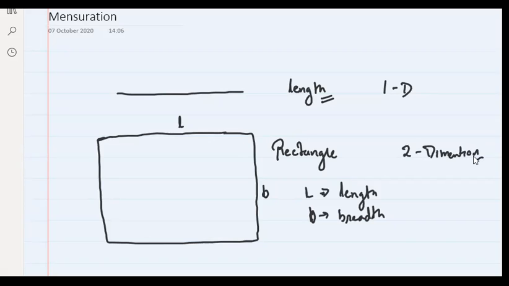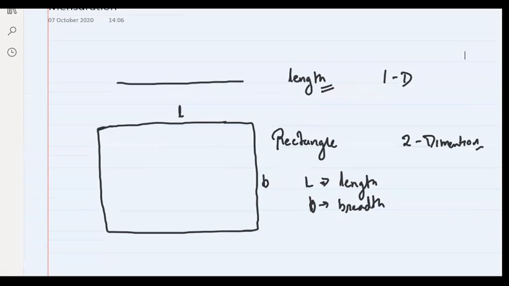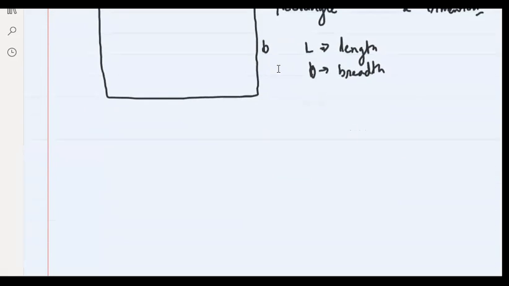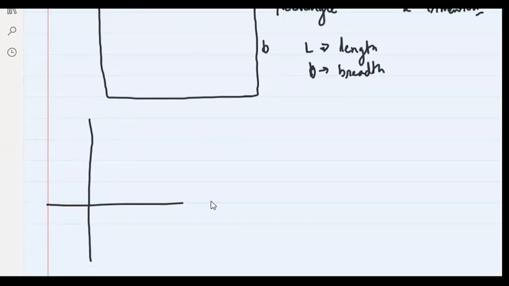So now, the actual meaning of dimension is the axis. I'll tell you what the meaning of axis is. When we talk about any figure, we have a Cartesian plane, something like this, like an axis. So this is called the x-axis and this is called the y-axis.